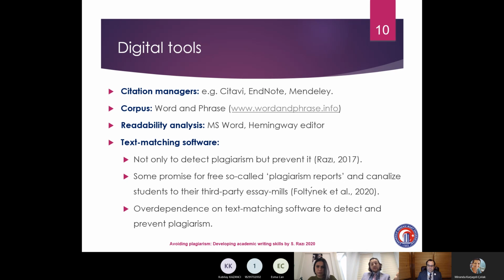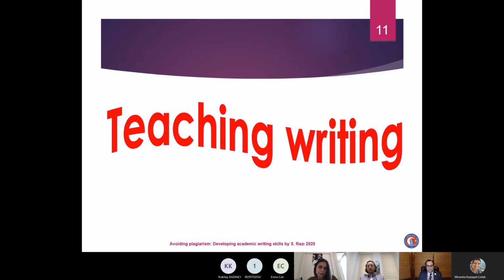And also, when it comes to administrators or lecturers, we need to be knowledgeable about the capabilities of text matching software. We assume that, okay, we are using Turnitin in our institution, so we have solved the problem of plagiarism. No, it doesn't happen in this way. There are capabilities, but there are also drawbacks and failures of these systems, so we need to be knowledgeable about them.